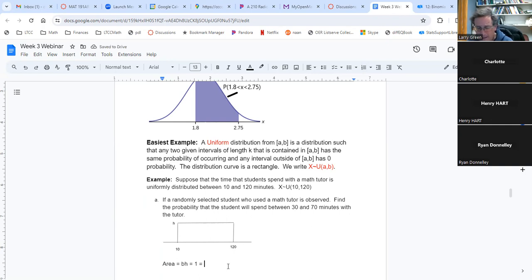What's the base of this rectangle? How do I find the base of this rectangle? Looking at this picture, it goes from 10 to 120. Yeah, I take 120 and I subtract 10, and that's how you find the base. And the height, we don't know. I'm going to call it h. So that's equal to 120 minus 10. You probably don't need a calculator. What's 120 minus 10?